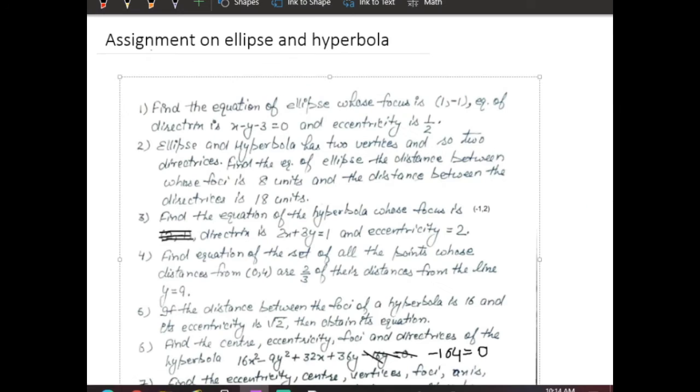Because it will help you to visualize the things clearly. Coming over to the second question, ellipse and hyperbola has two vertices. Oh, this was the instruction. Find the equation of ellipse, the distance between whose foci is 8 and directrices is 18. See, now see the question. The distance between the foci is 8 and the distance between the directrices is 18. Is it the specific case? Is it a specific ellipse on the Cartesian plane? Certainly not.